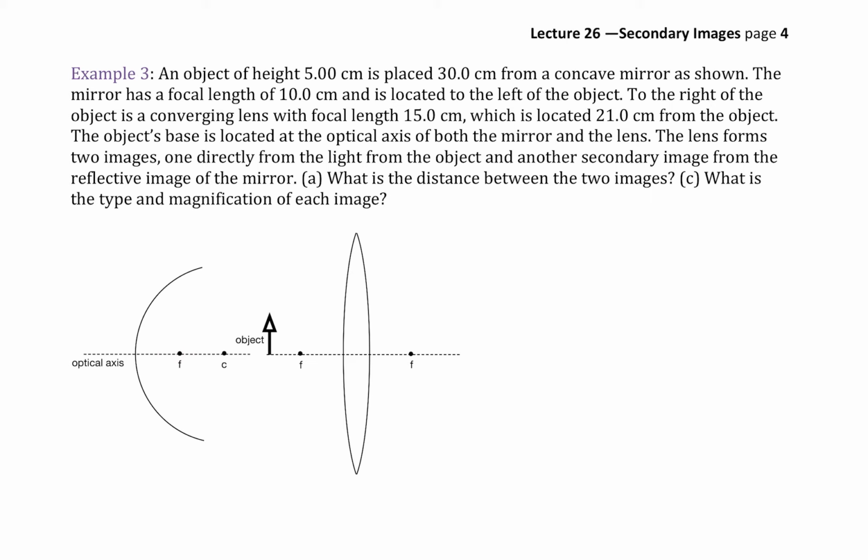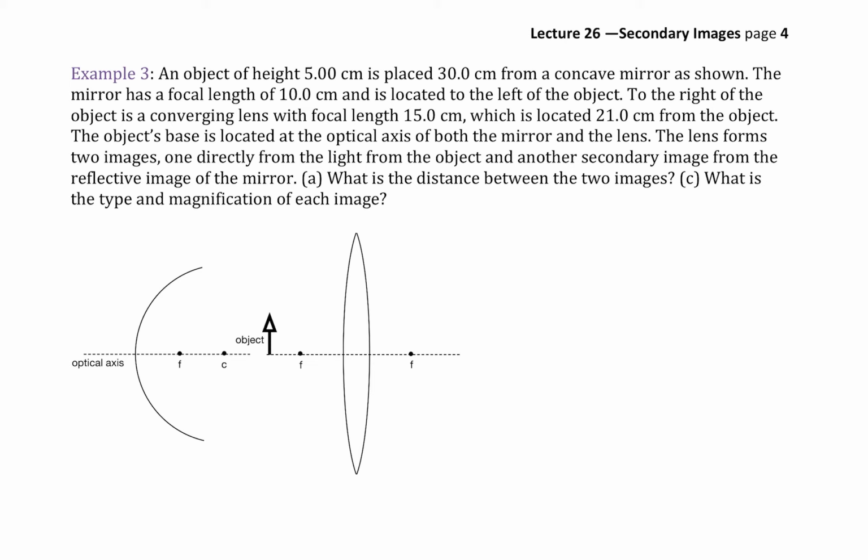To the right of the object is a converging lens with a focal length of 15 centimeters, which is located 21 centimeters from the object. The object's base is located on the optical axis of both the mirror and the lens. The lens forms two images, one directly from the light from the object and another secondary image from the reflective image of the mirror. What is the distance between the two images, and what is the type and magnification of each?